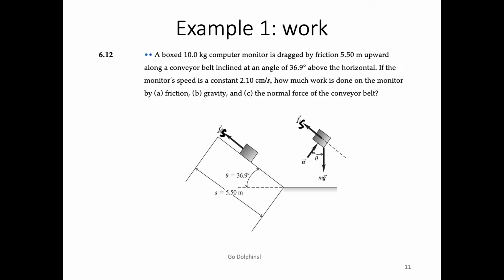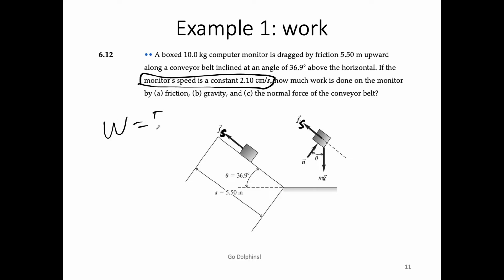And the incline has an angle of 36.9 degrees above the horizon. The monitor has a constant speed. And we want to find out the work done by those three forces: friction, gravity, and normal force. We need to find out the forces, right? What are the three forces, the magnitude of the forces? Because we need to find the work.